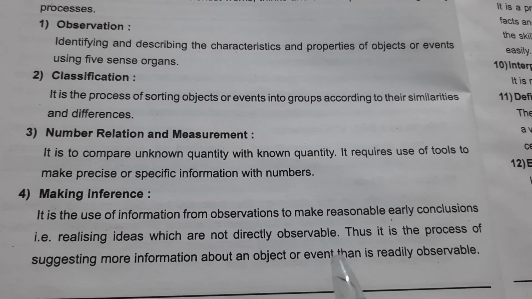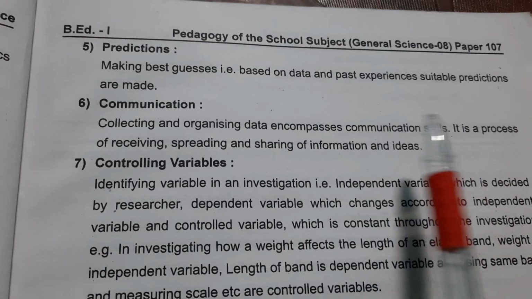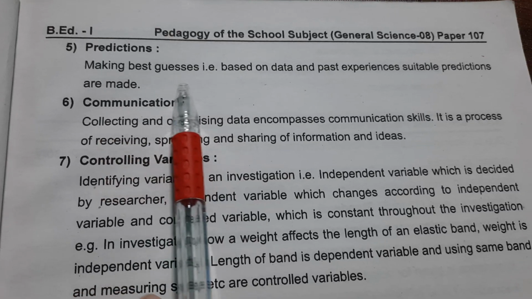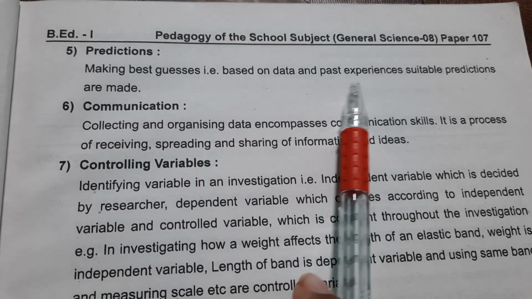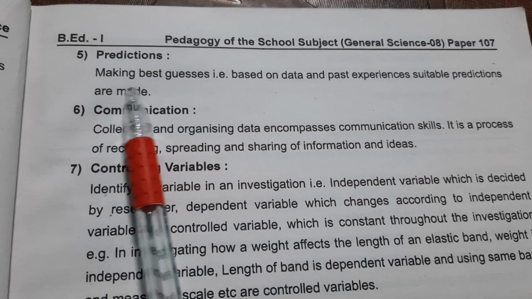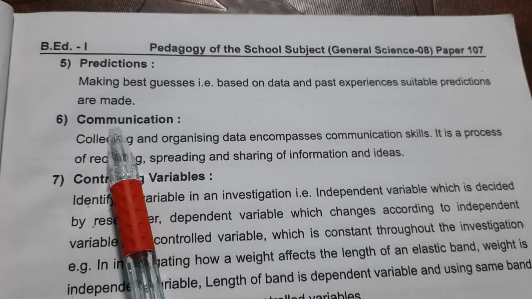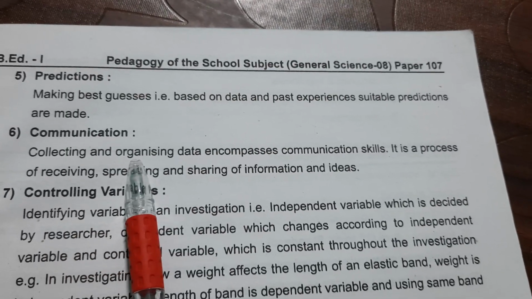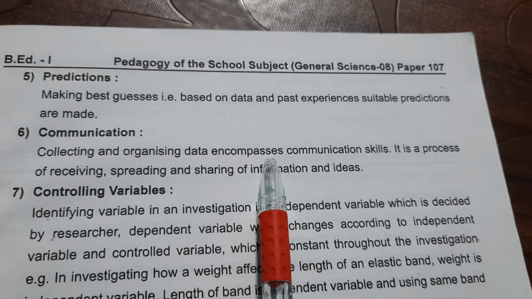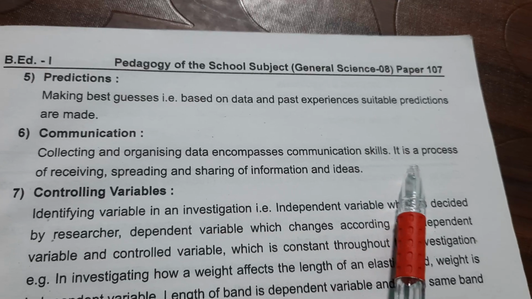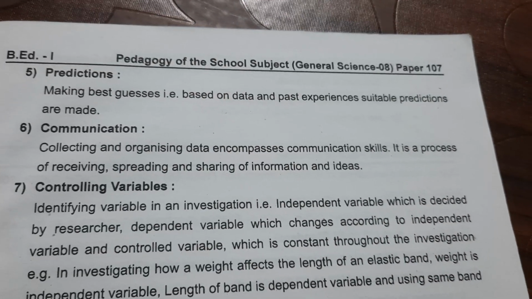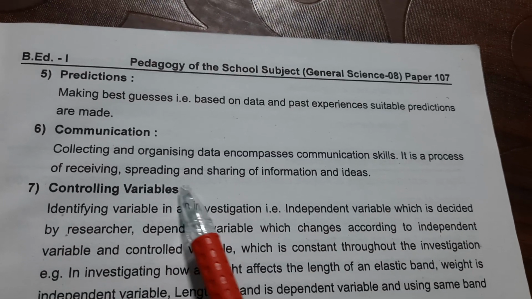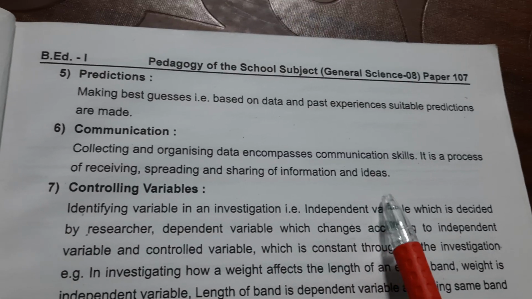Now next let us see the fifth point. The fifth one is making prediction, that is making best guesses based on data and past experiences. Suitable predictions are made. Next we have communication. Collecting and organizing data encompasses communication skill. It is the process of receiving, spreading and sharing of information and ideas.